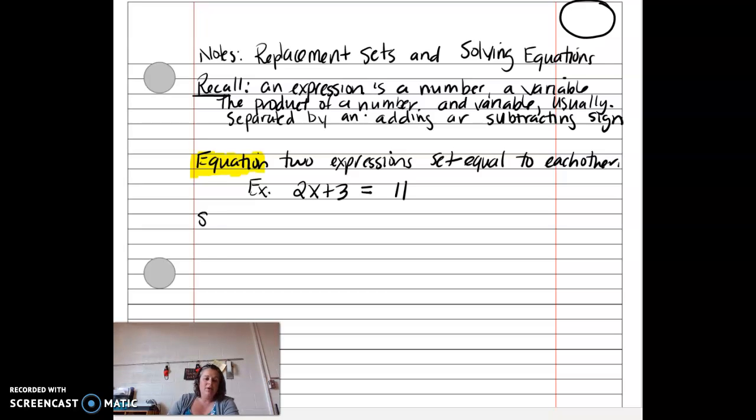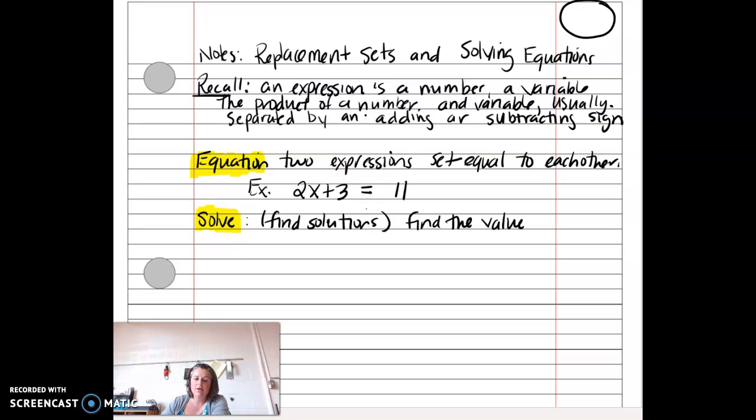All right, another word that I'm going to look for is solve. I'll highlight that. And anytime I say solve, I'm just asking you to find solutions. Okay, so we're going to find the value of x, or any other variable that they want us to, that makes the equation true.